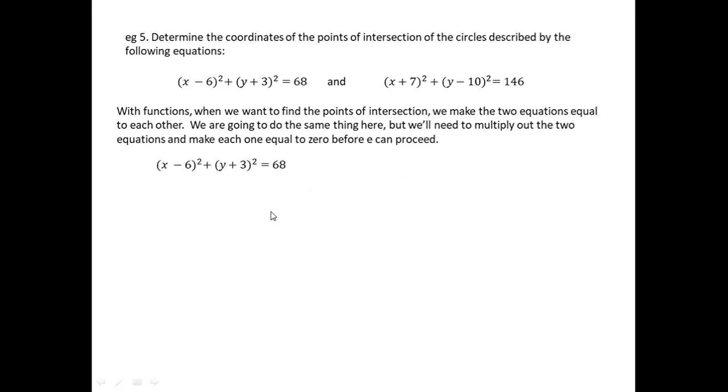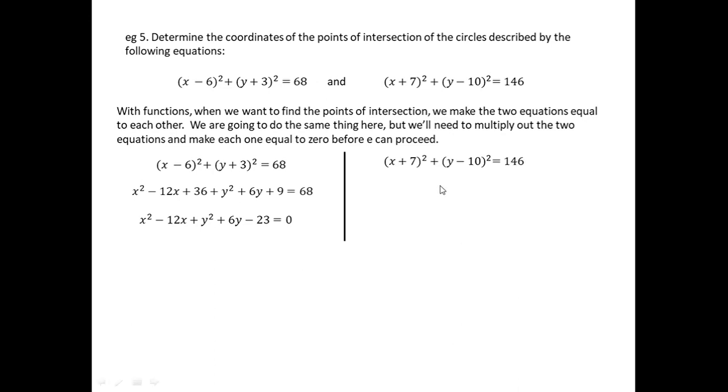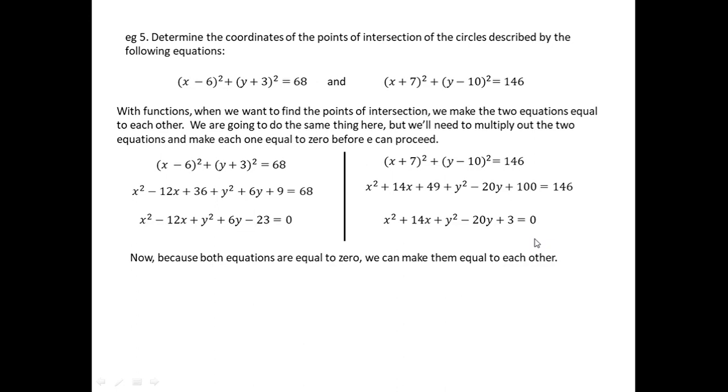Right, so I take this one, I'm multiplying it out, and then getting everything over to the left to make it equal to 0. Then there's a vertical line, a glorious vertical line. Now I take this one, multiply it out, get everything onto the same side, and a 0 on the other. Now you'll notice this equation is equal to 0, that equation is equal to 0, so the left-hand side here and the left-hand side there are both equal to the same thing. So I can make them equal to each other.